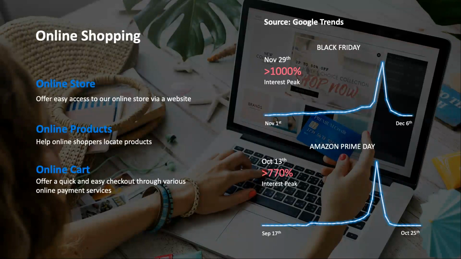And if we take a look at navigating the online store itself, we want to be able to offer a very slick design, a design that allows a user to easily search and look for products so they don't spend a significant amount of time wandering between the aisles, and can immediately get access to what they want and add it to their cart. And then, of course, lastly, we want to offer a swift checkout experience through various types of payment services.